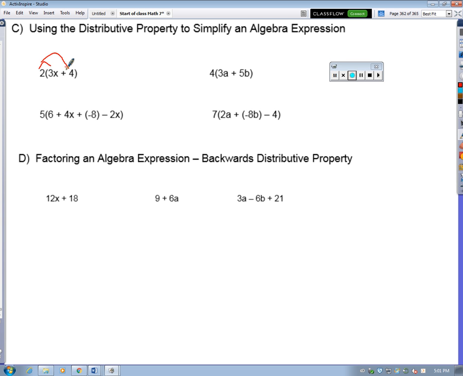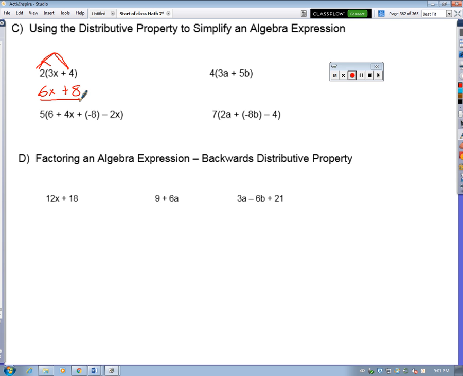You're going to take that number on the outside of the parentheses and multiply it against everything on the inside, no matter what's inside there. Okay? So when we drop the bomb on here, I've got 2 times 3x is 6x. 2 times 4 is 8. Okay, so when you distribute that through, there's your new expression, 6x plus 8.